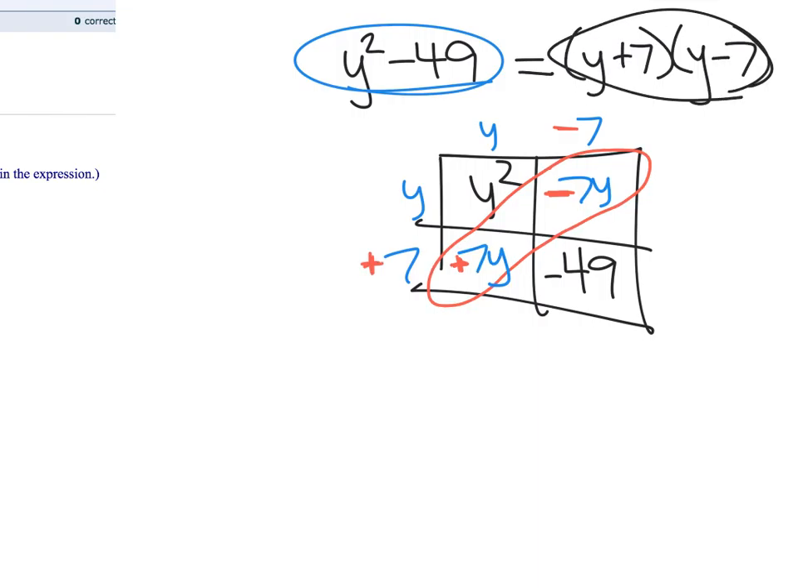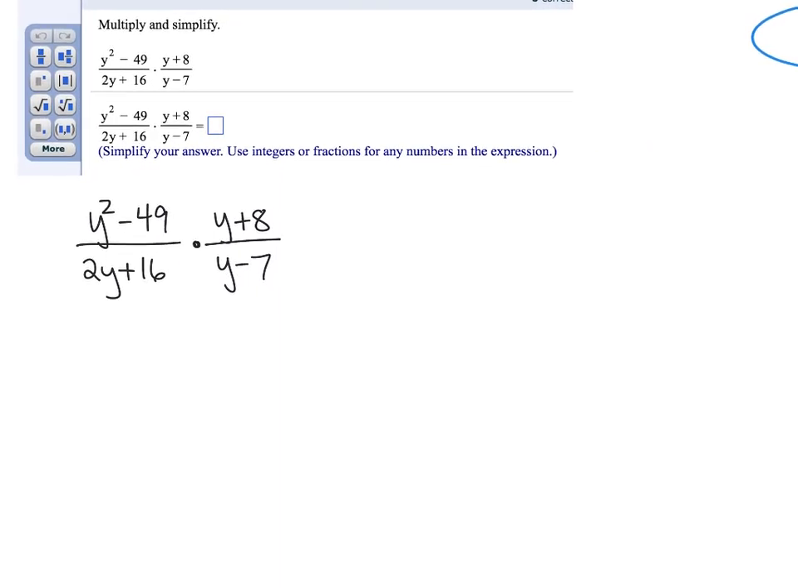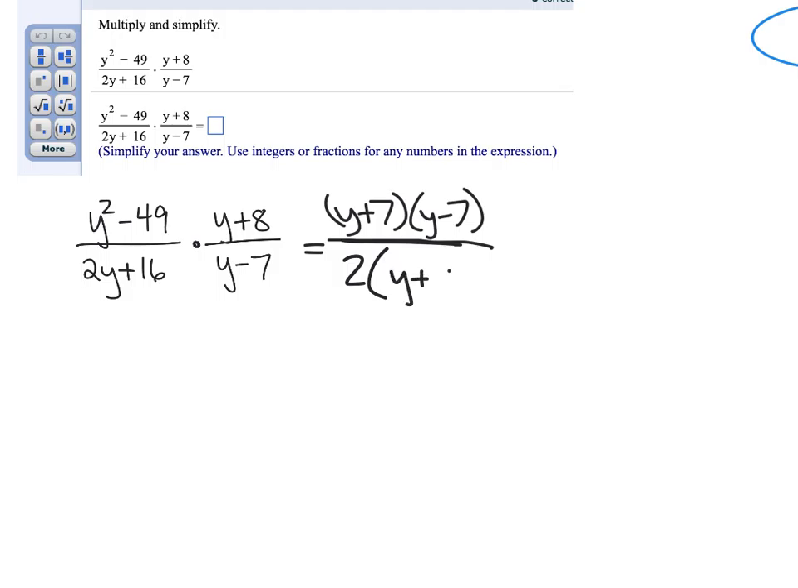So this expression factors to y plus 7 times y minus 7. So I'm going to go over here, and I'm going to replace this with y plus 7 times y minus 7. And this guy down here, 2y plus 16, I can factor out a 2 as our common factor, and we end up with y plus 8.